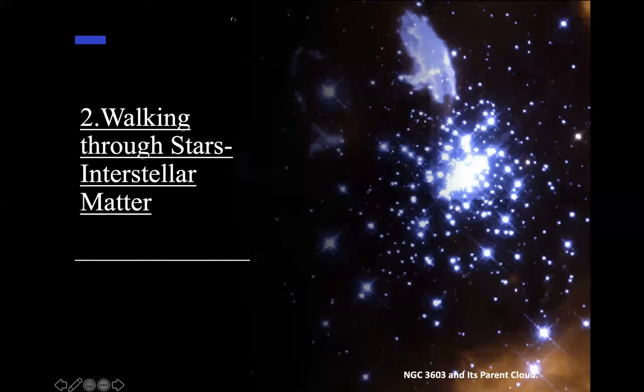So this topic is about working through stars and interstellar matter. From the topic, I guess you can understand what we are going to talk about today. Once you look at the sky at night, you see all kinds of stars, right? But in between those stars, there is space. What is inside that? Is there anything there, or is there something that we cannot see? This is what we call interstellar matter. As the name suggests, it's matter between stars. This is what we are going to talk about today.